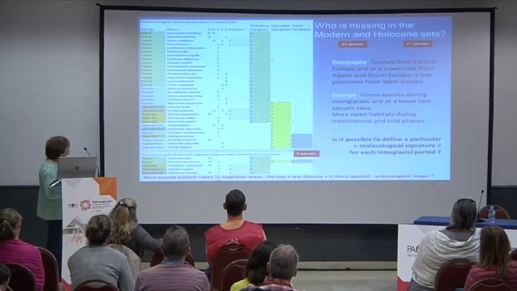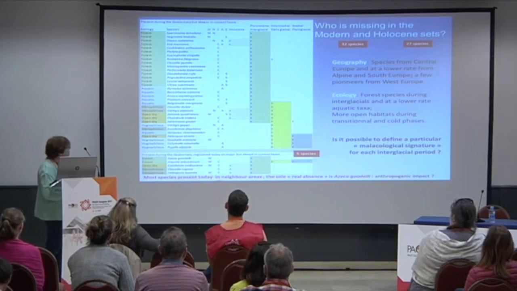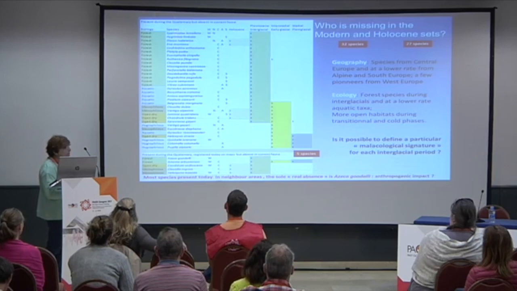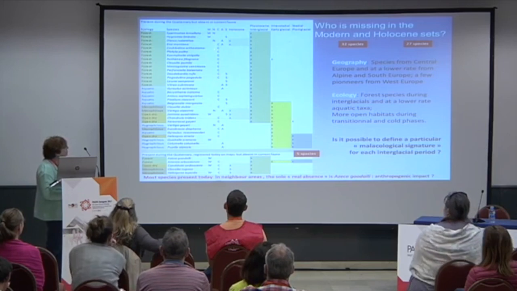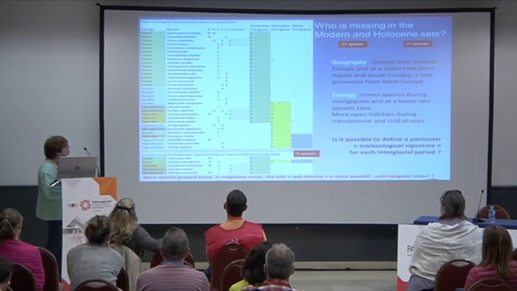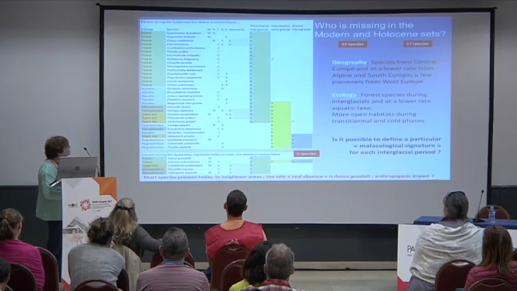On this table are listed all the species that are absent in the current fauna of the Somme Valley, but that have been registered in some Quaternary deposit of the same area. Here, you have the occurrence during the Holocene, the Pleistocene interglacial, interstadial, and stadials, and these notations refer to the modern range of species: Western species, Northern European, Central European, Alpine, and Southern species.